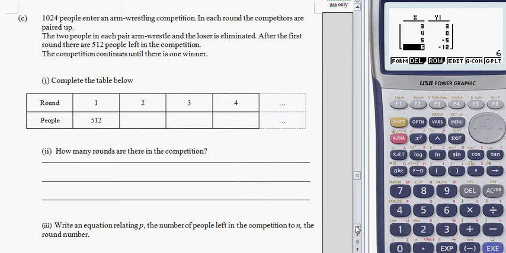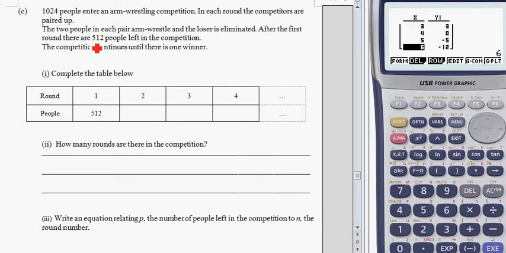Got an arm wrestling competition. We enter 1024 people. 2 people arm wrestle, the loser is eliminated. And so if you have 1024 people and they play against each other, 1024 divided by 2 would mean I'd have 512 games.